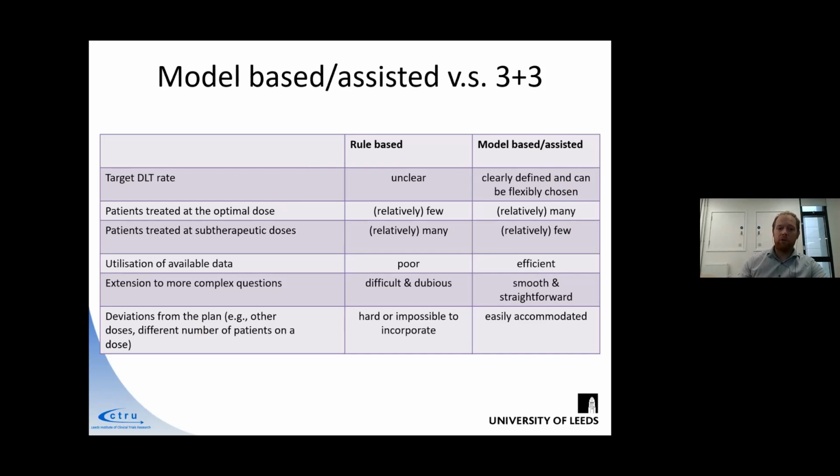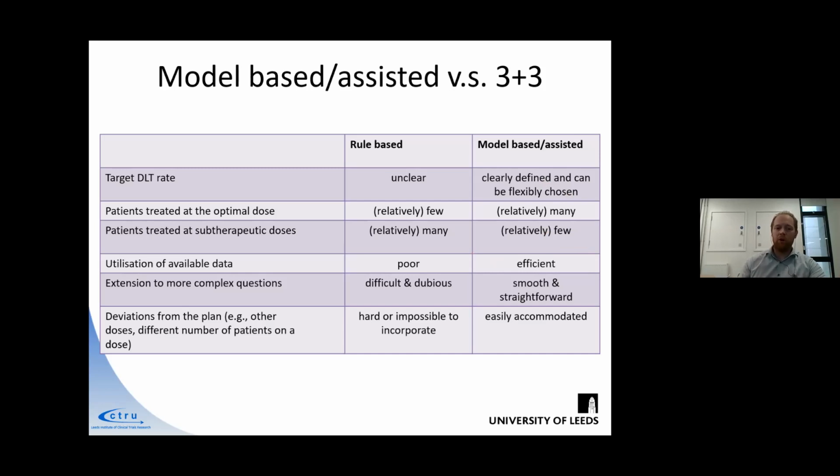On patients treated at the optimal dose, I mentioned before that the 3+3 takes a long time to get up to the MTD, and then once it's there, it tends to treat relatively few patients. In contrast, the model-based design will get up to the MTD quite quickly and then treat many patients optimally. The main reason for this is that the 3+3 doesn't use a lot of the data that's available. It's just using that initial cohort of 3 patients, whereas model-based and model-assisted designs will use all the information at that dose level, or in the case of the model-based design, across different dose levels. And then it's also not particularly flexible.